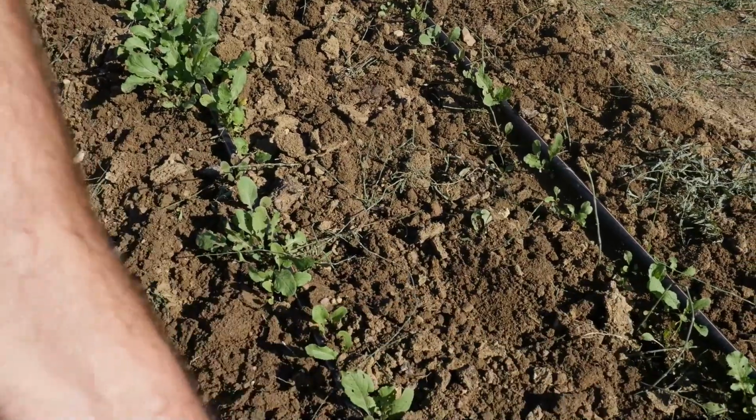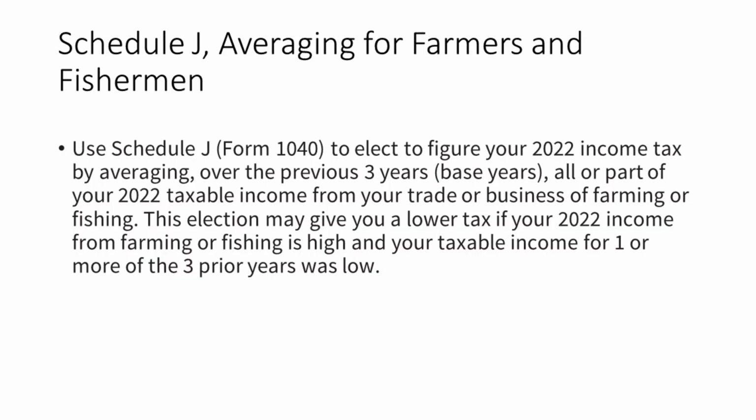And finally, Schedule J, averaging for farmers and fishermen. To be honest, I have no real world experience with this schedule, but I do understand it. Use Schedule J to figure your 2022 income tax by averaging over the previous 3 years, base years, part of your 2022 taxable income from your trade or business of farming or fishing.